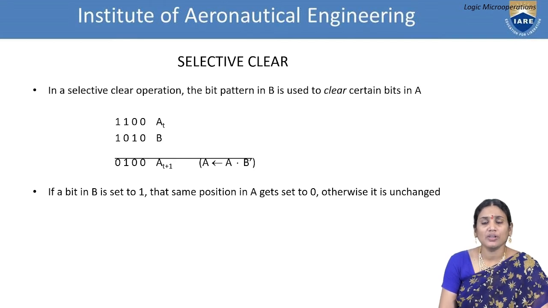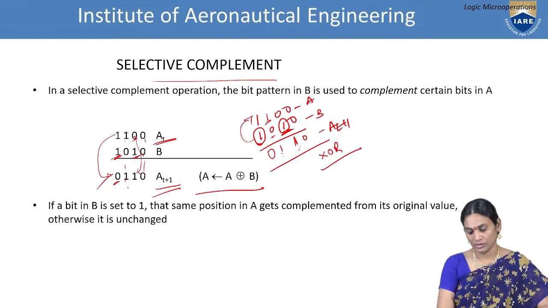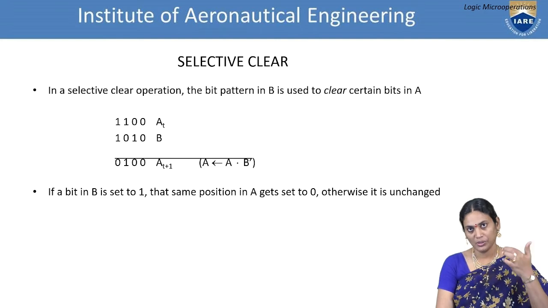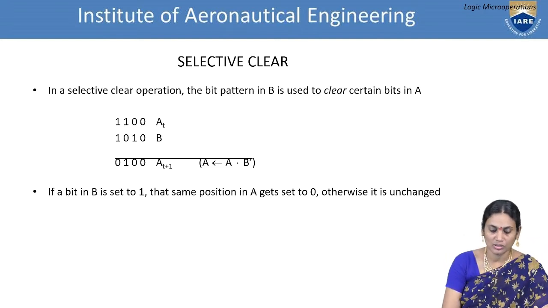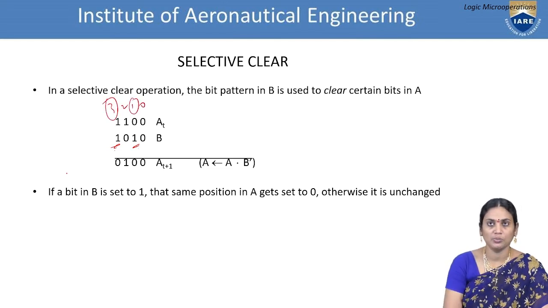Next one is clear. The basic intention of clear is to reset. Resetting in the sense that whenever B has some position with 1, the same position will be set to 0. That means in the former case, we made the complement of it, but here we don't have any complement, we simply make it 0. So same case. When I find 1 in two positions, the second position and the fourth position, that means 0, 1, 2, 3, the first position and the third position.